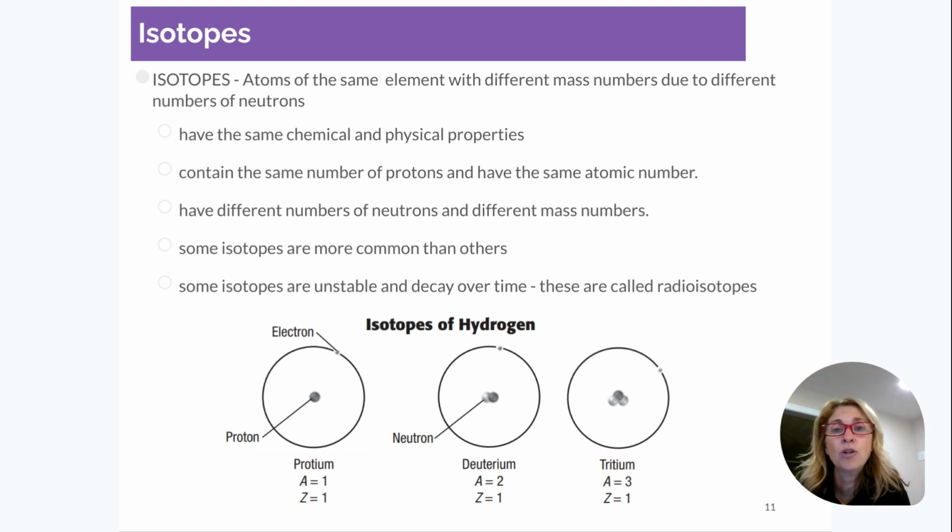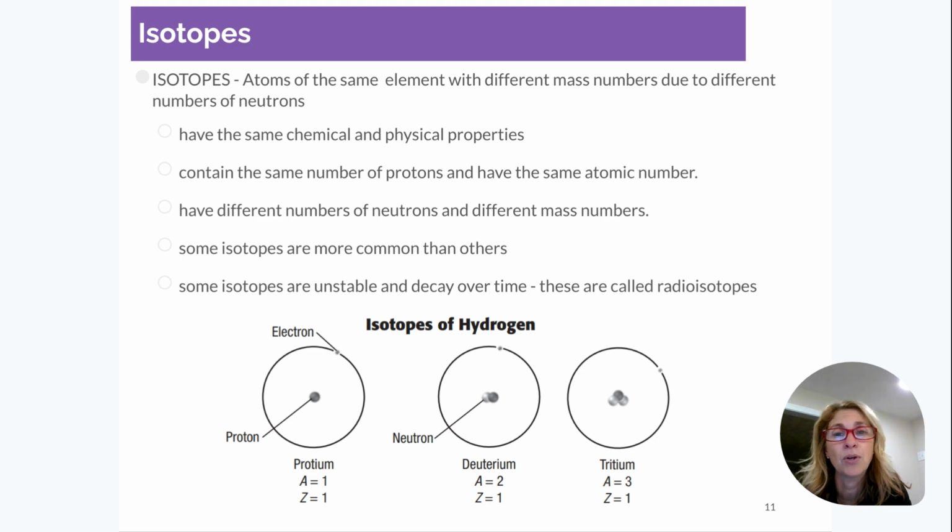Isotopes. Isotopes are atoms of the same element with different mass numbers due to different numbers of neutrons. Oftentimes, when we're dealing with elements, we're not dealing with single atoms of an element, we're dealing with larger samples. And within a larger sample of an element, you'll notice variations. Those variations are called isotopes. These isotopes will differ in their masses because there's a variation in the number of neutrons for each atom.